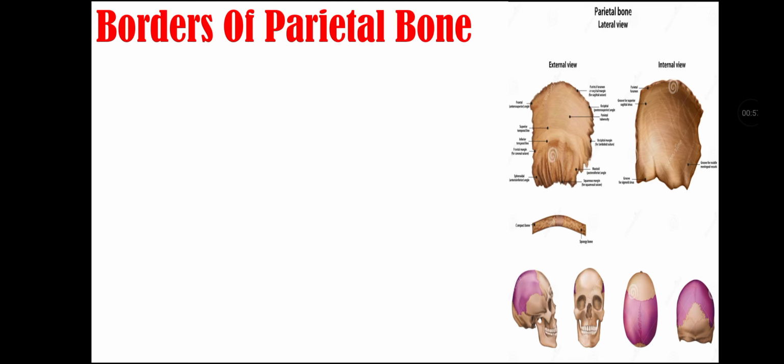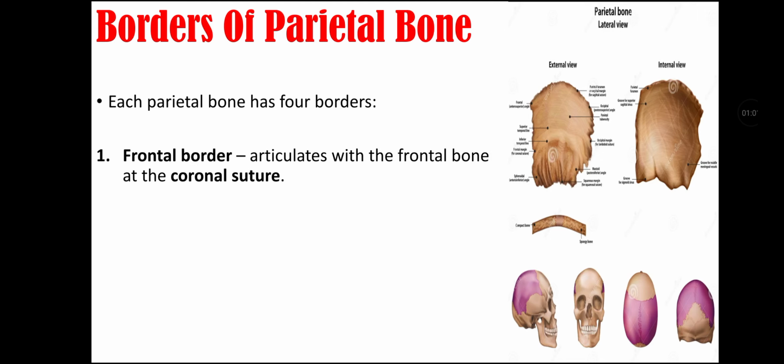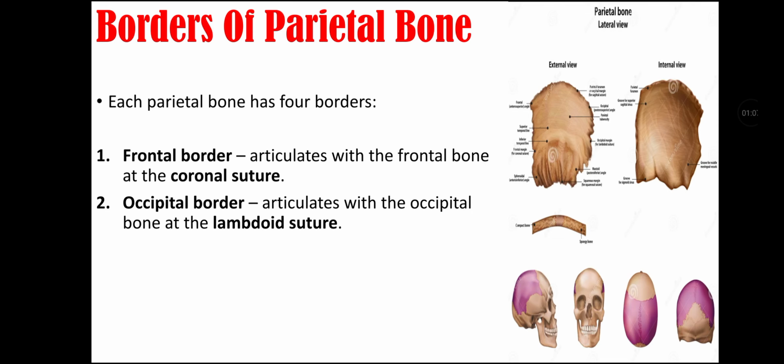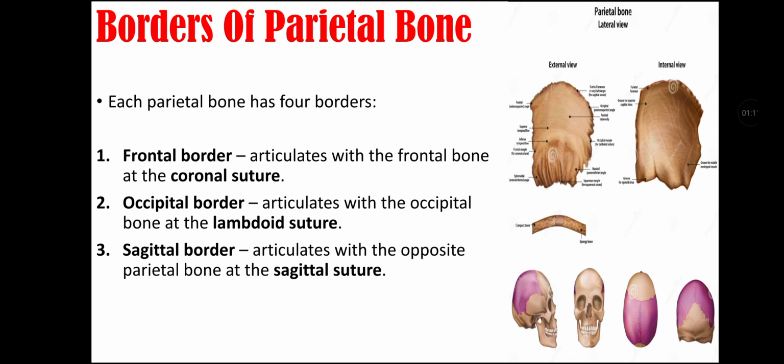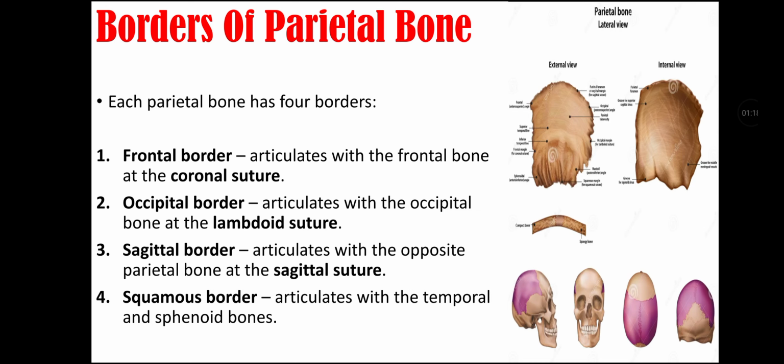The borders of parietal bone. Each parietal bone has four borders. First is the frontal border that articulates with the frontal bone at the coronal suture. Second is the occipital border that articulates with the occipital bone at the lambdoid suture. Then we have the sagittal border that articulates with the opposite parietal bone at the sagittal suture. And then we have the squamous border that articulates with the temporal and sphenoid bone at the squamosal suture.